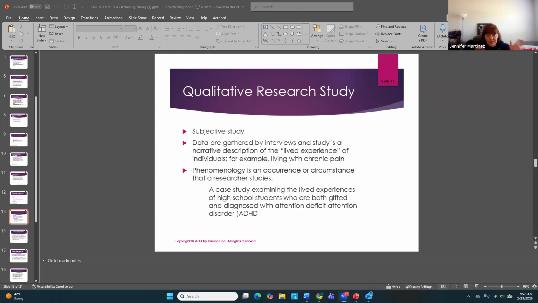But again, the difference between quantitative and qualitative: quantitative is objective. We're getting data that we can show, that we can prove, right? It gives us even statistical information. It's kind of like when we collect your vital signs: we have numbers to back it up. Whereas qualitative is subjective. It's the person's experiences, usually gathered through interviews.